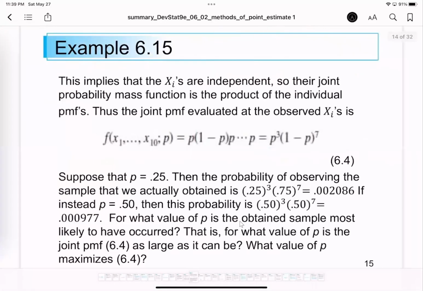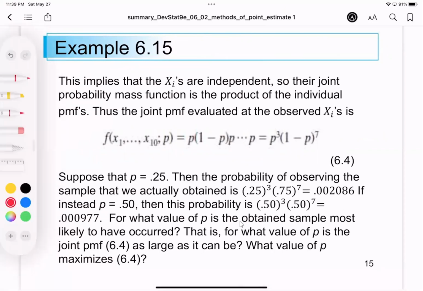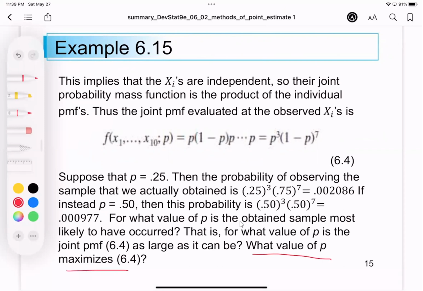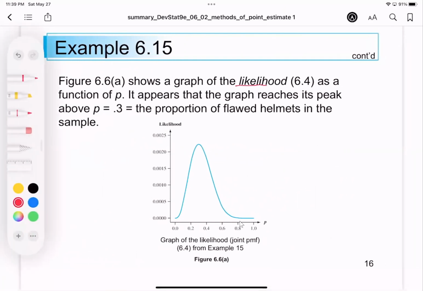So we already know that this probability is p to the power of 3 times (1 minus p) to the power of 7. And we ask the question of what value of p makes this probability highest, that makes us observe x1 through x10. And so the maximum likelihood method is basically trying to consider this probability, and we call that probability the likelihood function. Try to make this likelihood as big as possible.